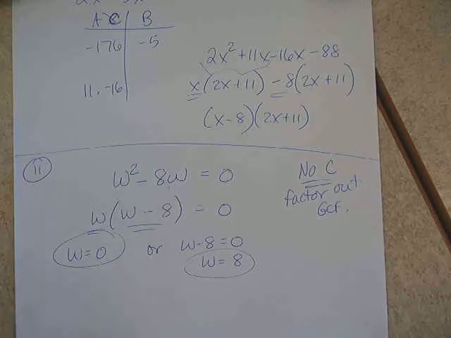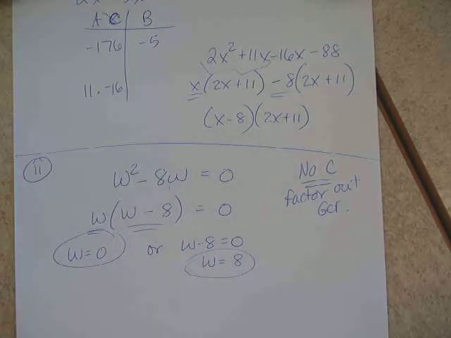You cannot do this when there's a C because W isn't a GCF of C, right? C has no variable, so you can't factor the variable out of all 3 terms and do it this way. If there's a C, you're going to have 2 binomials.